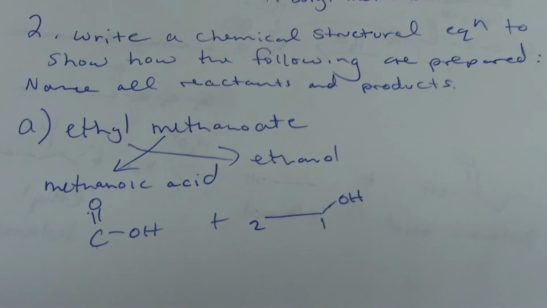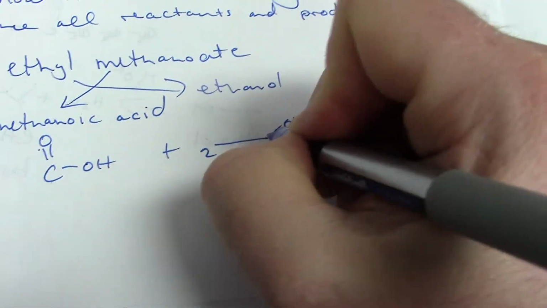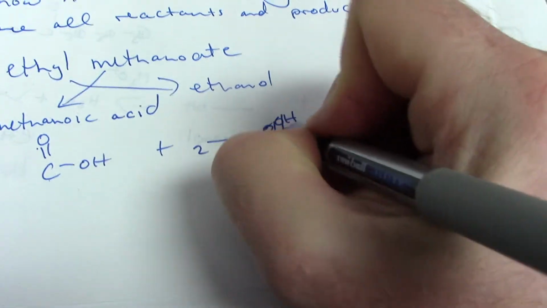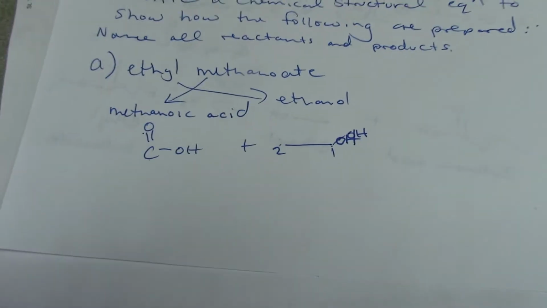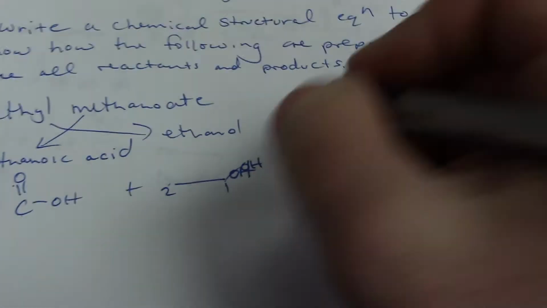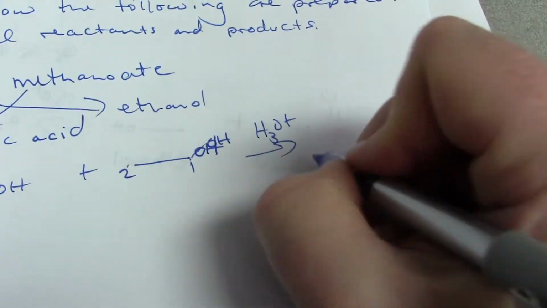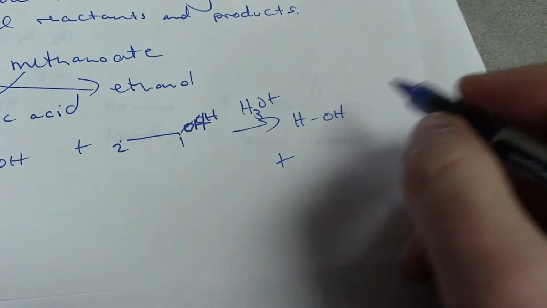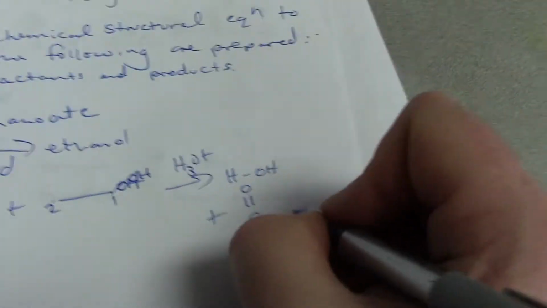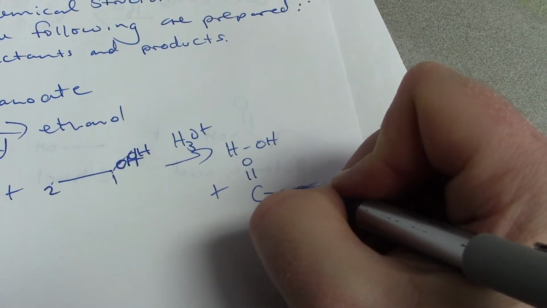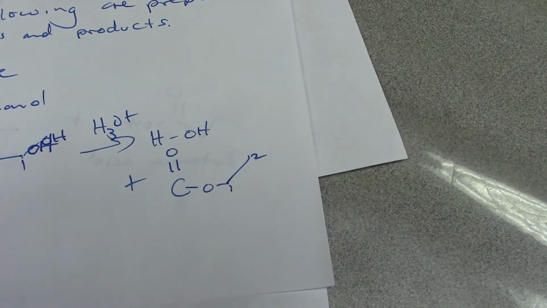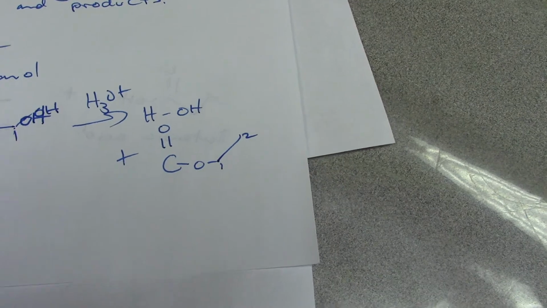Okay, so plus ethanol. I could express. So this diagonal line indicates there's a hydroxyl group, but I could also just put it like this, and there's 1, 2 here. All right. So plus ethanol, I need a strong acid, and this is going to make HOH plus my methanoic acid, and then my ethanol right there. Okay, so that would be the product.